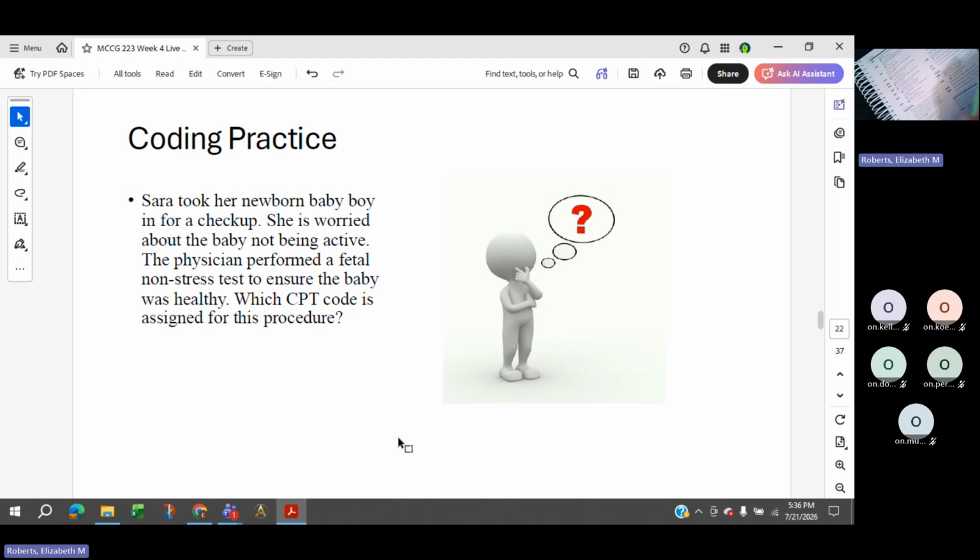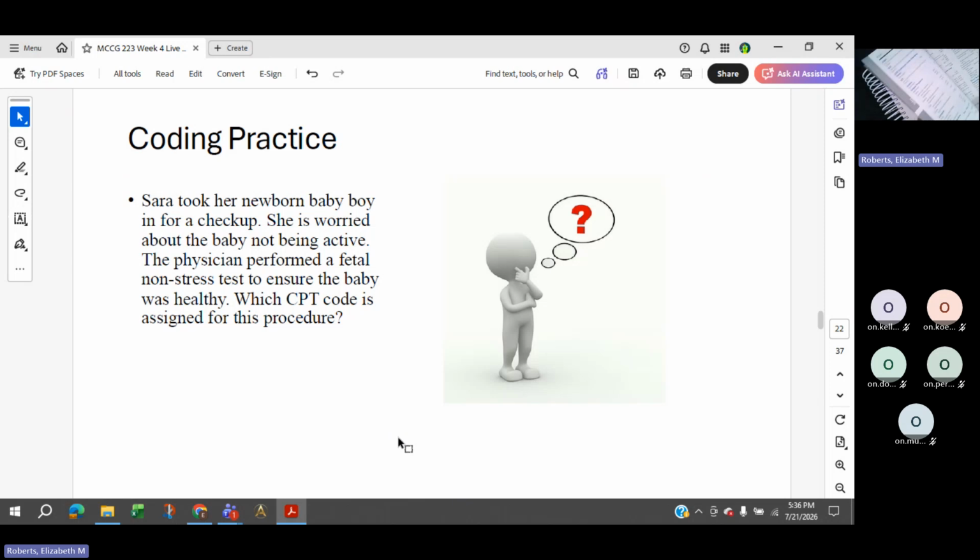So this one's weird. What would we look up? You guys tell me in the chat. What are we looking at? Fetal? Stress test? Non-stress test? Fetal stress test? Non-stress, right? There's a couple. So I've got pretty much all of these options in the chat right now. Fetal stress test or non-stress test.